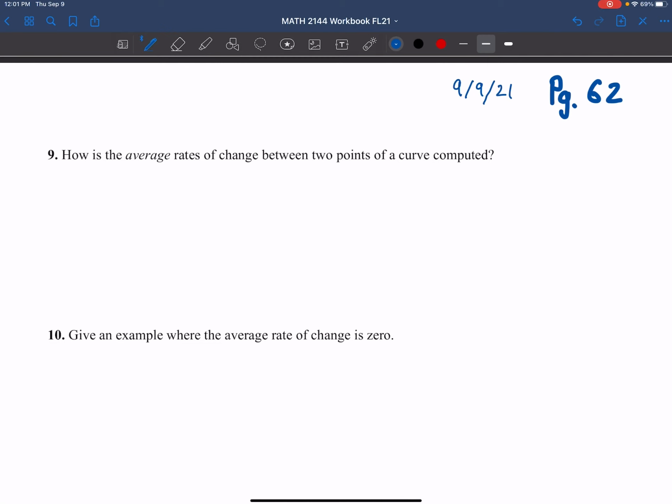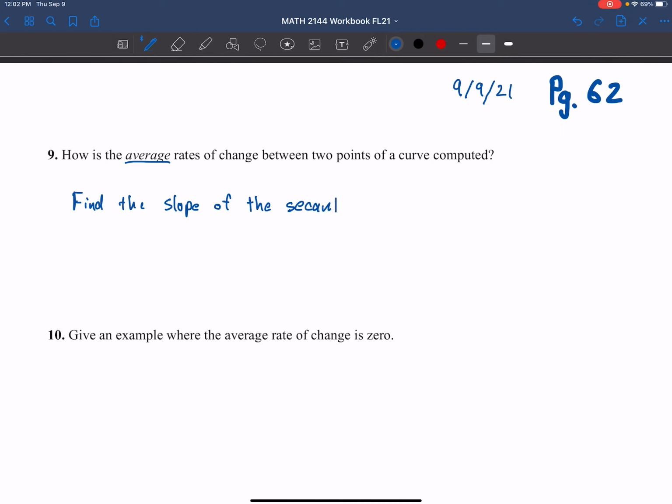So we're going to start today with a quick few review questions. How are average rates of change between two points computed? Average is the keyword here, italicized and underlined in blue. So what do we need to do to find the average rate of change? We need to find the slope of the secant line.